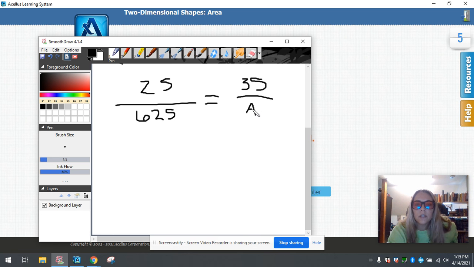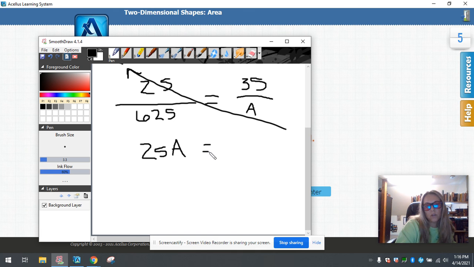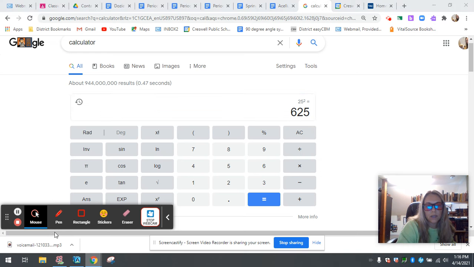Put my variable there. Now I cross multiply. 25 times a is 25 times a. We can't simplify that more without knowing a, which is what we're solving for. 625 times 35, don't know, go to the calculator. And we get 21,875.